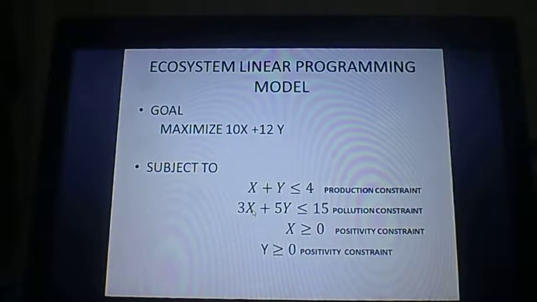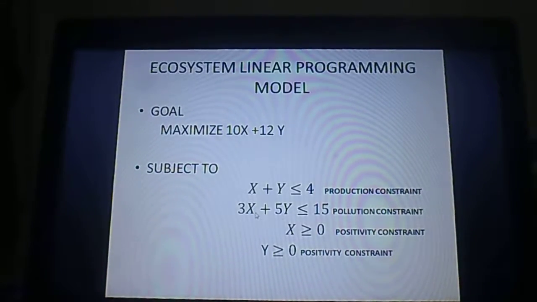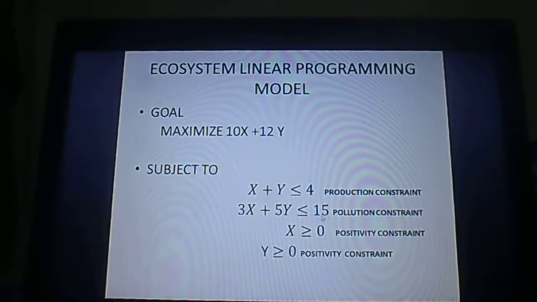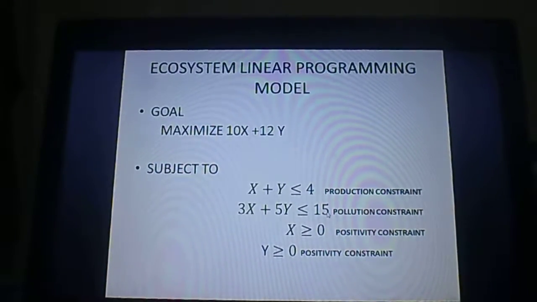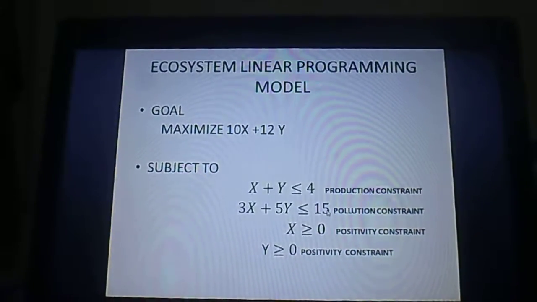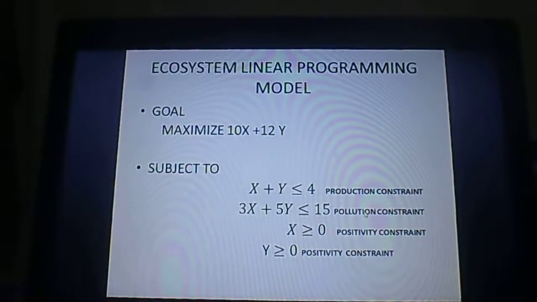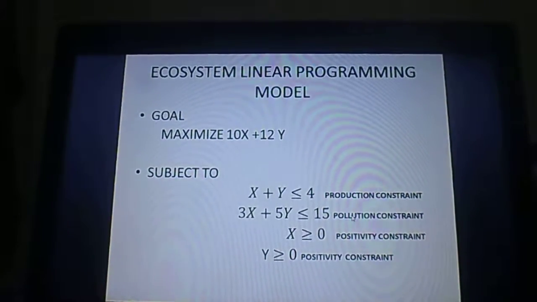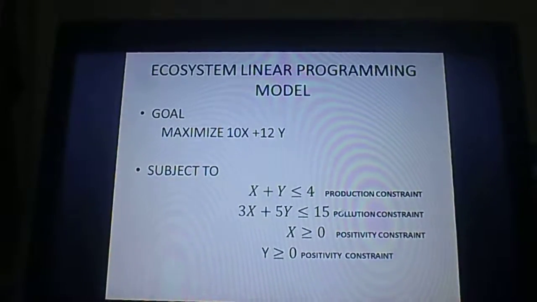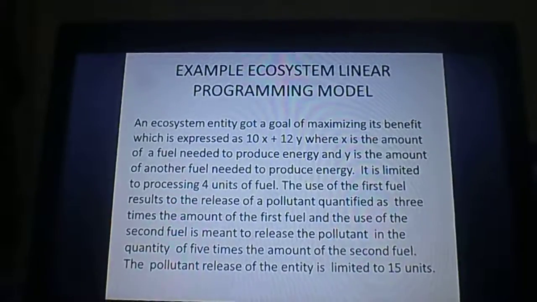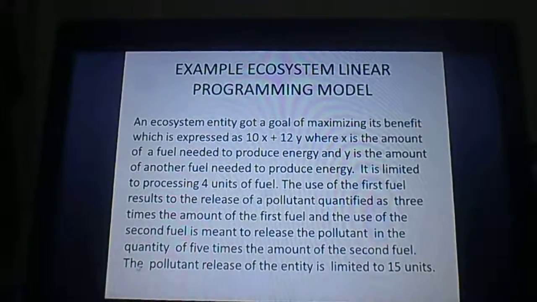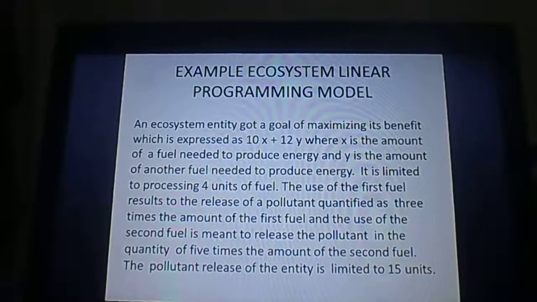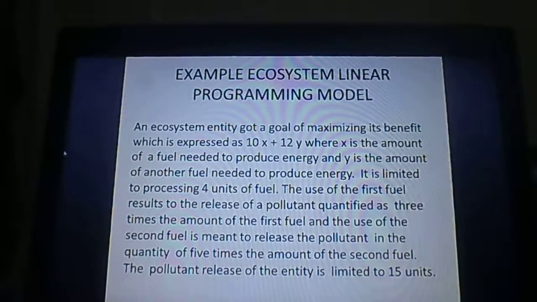The sum of the quantities of the pollutants released may be less than or equal to 15 but not greater than 15, where 15 is a pollution constraint. Notice here that the pollutant release of the entity is limited to 15 units.